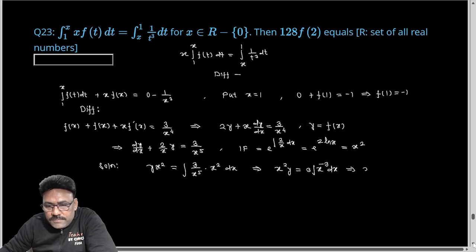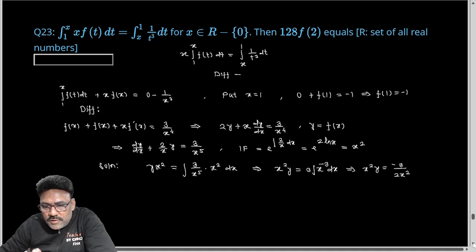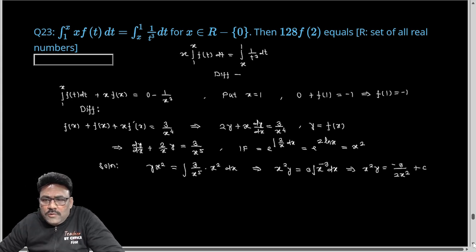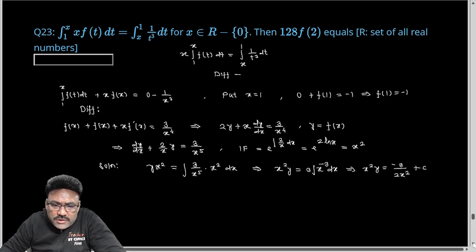Now let's integrate. Integration of x raised to minus 3 is x raised to minus 2 over minus 2. So this will be minus 3 by 2x square plus some constant c. Now f(1) is minus 1. Y is f(x) actually. So I'm getting f(x) as minus 3 by 2x⁴ plus c by x square.